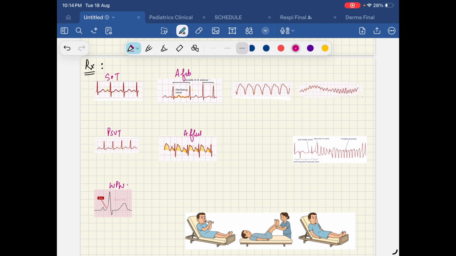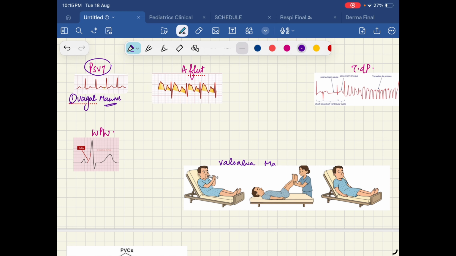For PSVT, let's just take a look at the PSVT. What you do is you go for a vagal maneuver. Right? This is very important. And this vagal maneuver can be of different types. This is called the Valsalva maneuver. You ask the patient to breathe into the syringe, and then the doctor lifts the legs of the patient, and then you recline the patient. This is called the Valsalva maneuver.